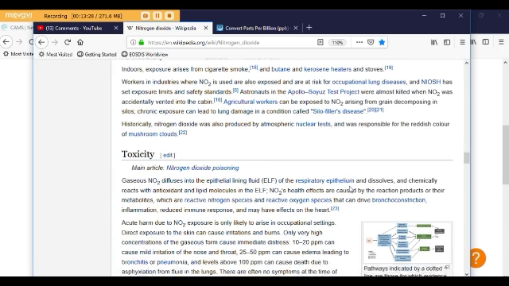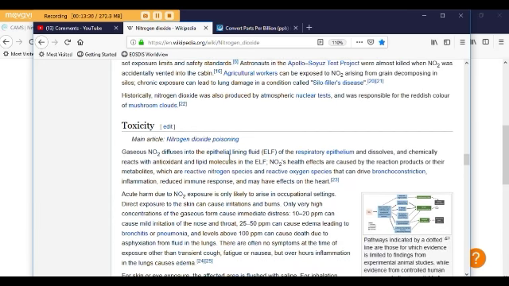A lot of places. Toxicity, and then here's a link to nitrogen dioxide poisoning if you want to read more about it.